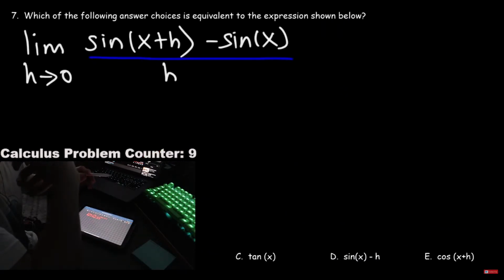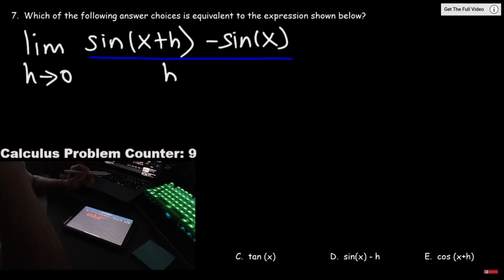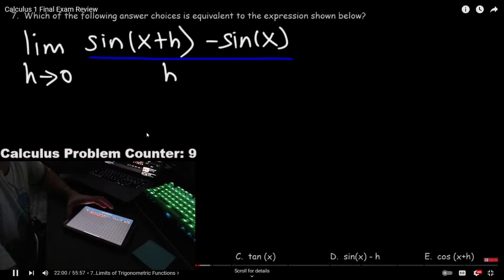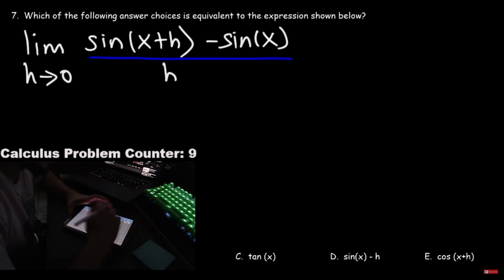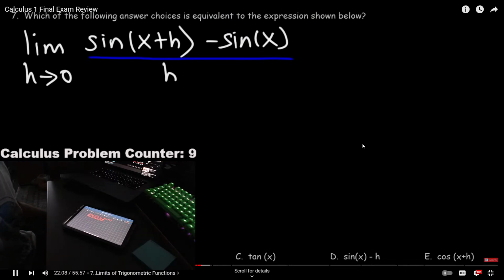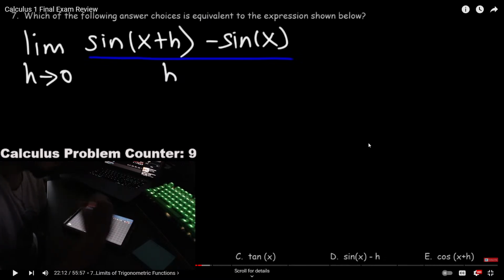Number 7. Which of the following answer choices is equivalent to the expression shown below? So go ahead and think about it. Work out this problem. Now, there's really no way in which we can work out this limit. We have no numbers to plug in. There's nothing to factor. The limit as h approaches 0.